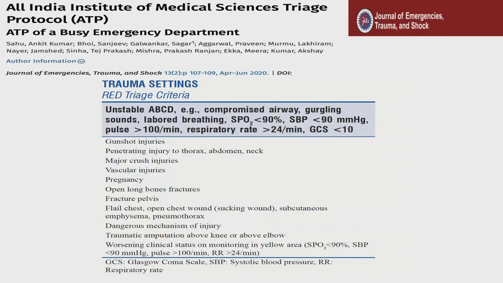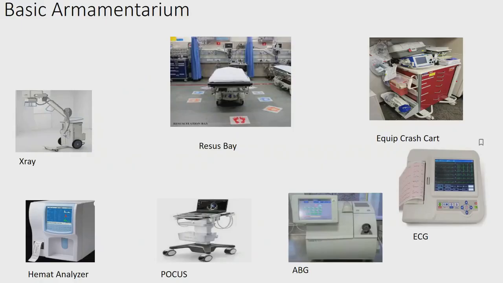This was the AIIMS protocol, which usually divides patients into red, yellow, and green areas based on their airway, ABCD status, their vitals, and the mechanism of injury. This is the basic armamentarium of point of care tests and devices required for management of sick patients, like resuscitation beds equipped with high-end monitors, ventilators, and good teamwork.